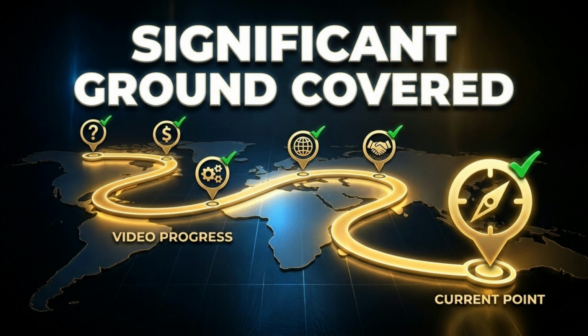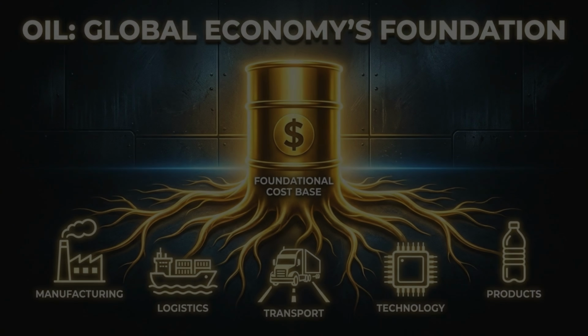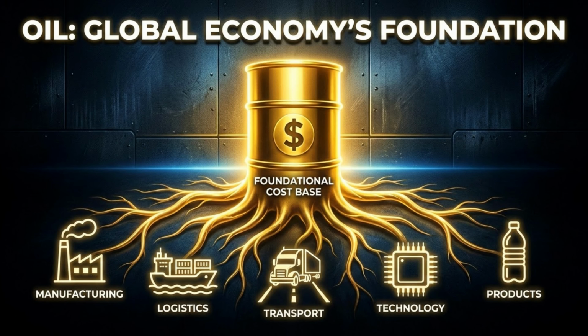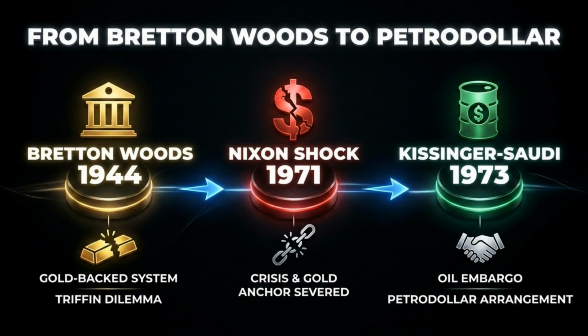We have covered significant ground in this video. We started with why oil is the foundational cost base for the global economy, not primarily an energy commodity, but a manufacturing and logistics input that touches every physical product traded on Earth. We traced the architecture from Bretton Woods in 1944 through the Triffin dilemma and the structural contradictions of the gold-backed system, through the Nixon shock in 1971 and the crisis it created, to the 1973 oil embargo and the Kissinger-Saudi negotiations that produced the petrodollar arrangement.